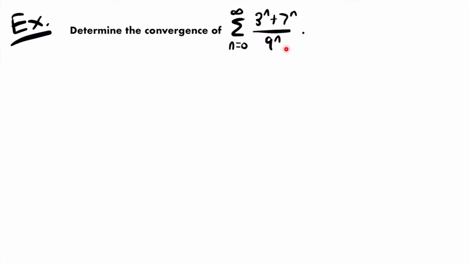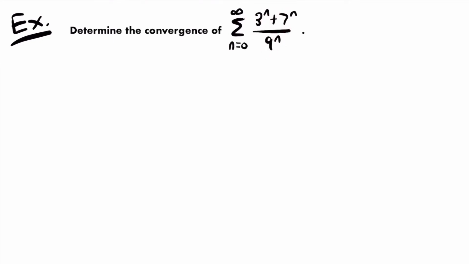All right, here's our next example. We want to determine the convergence of this series, and we have the sum from n equals 0 to infinity of 3 to the power of n plus 7 to the power of n divided by 9 to the power of n. All right, now in this case, it looks like we might have a geometric series, but we do need to manipulate our expression a little bit. We can actually split up this fraction into 2 fractions because we have 2 terms added together in the numerator divided by the same denominator.